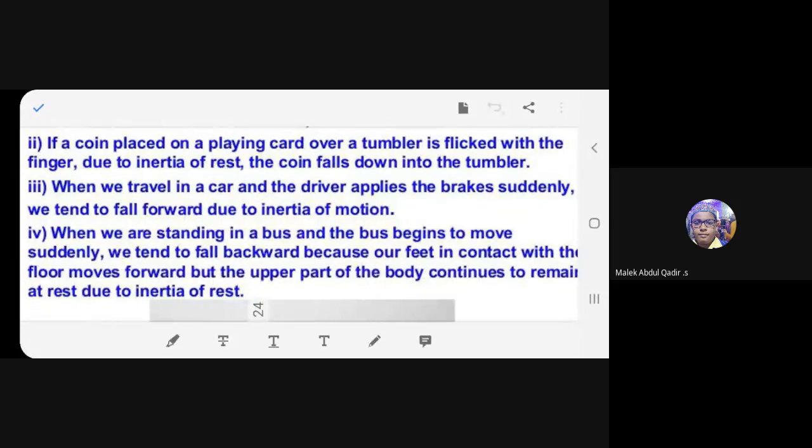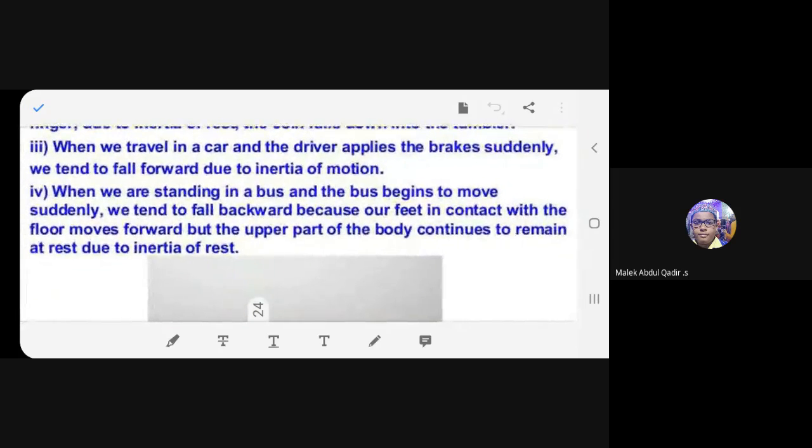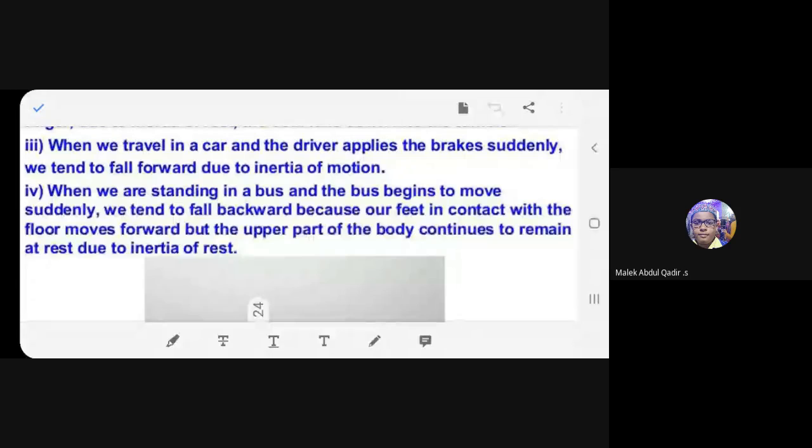Second, if a coin placed on a playing card on a tumbler is flicked with the finger, due to inertia of rest, the coin falls down into the tumbler. That we did yesterday. The activity. Yes. Okay. Third, when we travel in a car and the driver applies the brake suddenly, we tend to fall forward due to inertia of motion. This also you agree?